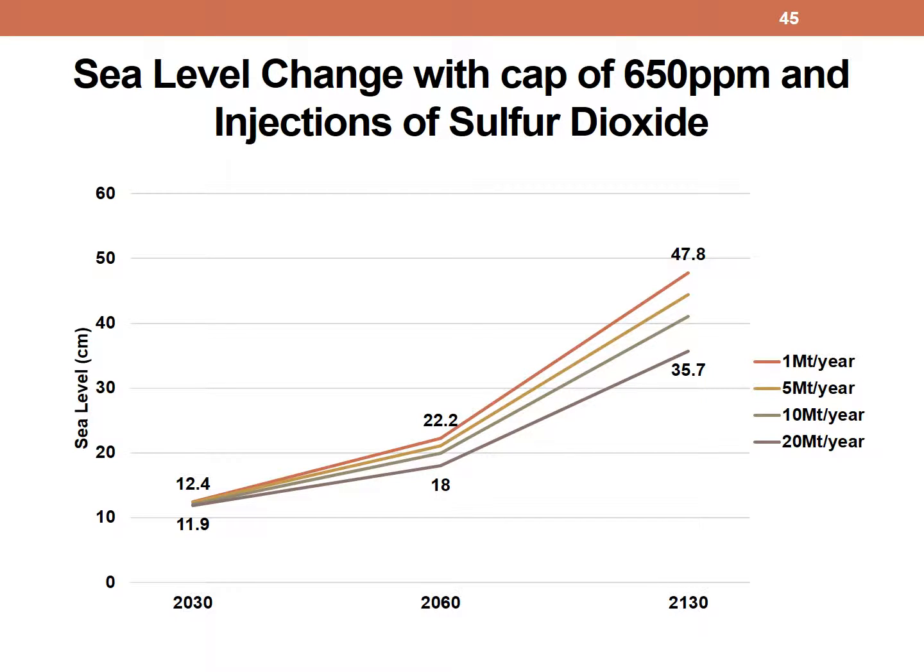Here's the sea level change with the cap of 650 parts per million and the injections of sulfur dioxide. And again, these are very conservative numbers, but reach as high as 47.8 centimeters above pre-industrial sea level, and with 20 million tons is still 35.7 centimeters above pre-industrial sea levels.